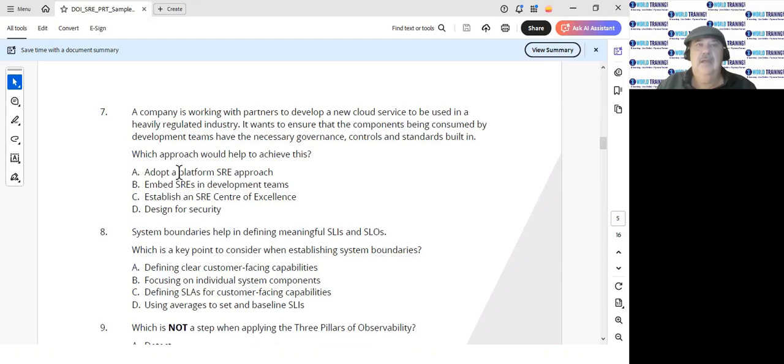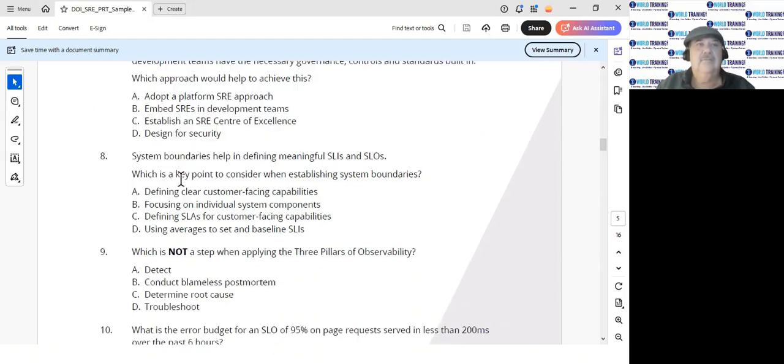Adopt a SRE, platform SRE approach. So that is a good answer, right? That would all be built in. And it could be outsourced or work with partners to do that. Embed SREs in development teams. That may be a good idea sometimes, but it doesn't necessarily ensure these things. Establish an SRE center of excellence. That could help, but again, it doesn't directly address the question. And design for security. So again, this is not a question about security. So the best answer here is A. 7 is A. Yes, I just checked.